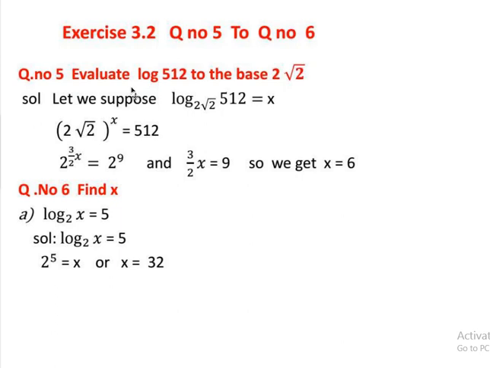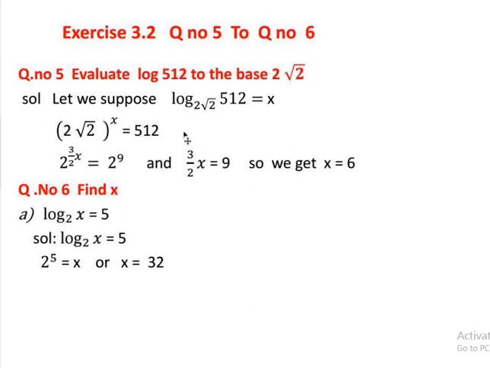Students, first of all, we suppose this logarithm value, that is logarithm of 512 to the base 2 times square root of 2, is equal to x. This means we suppose the logarithm value to be an unknown variable, that is x.